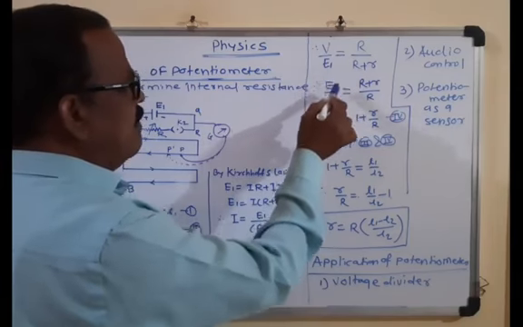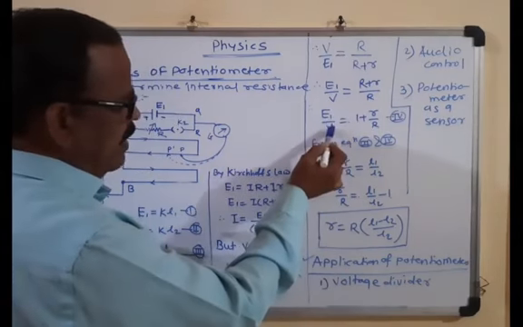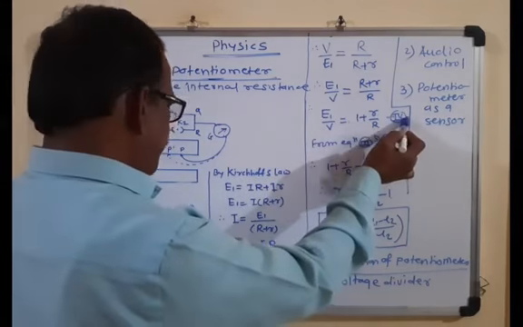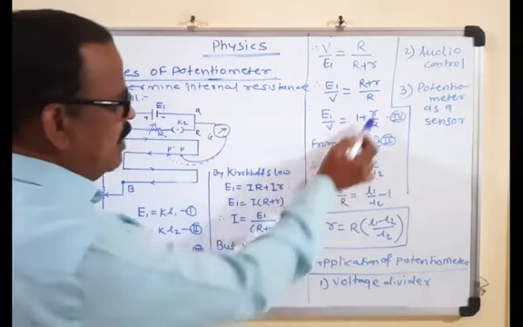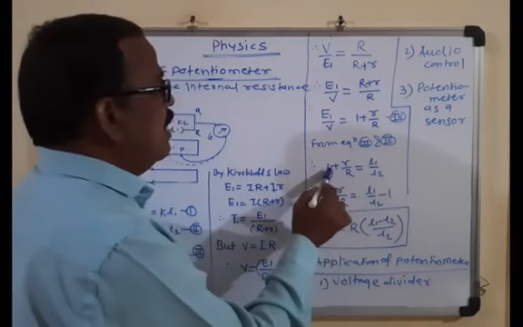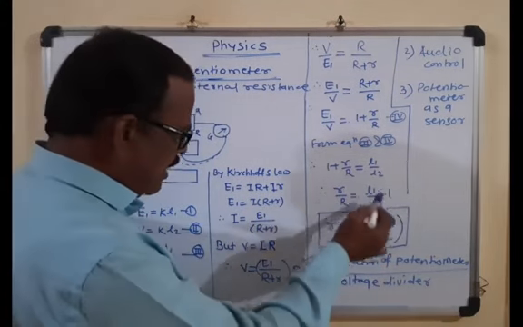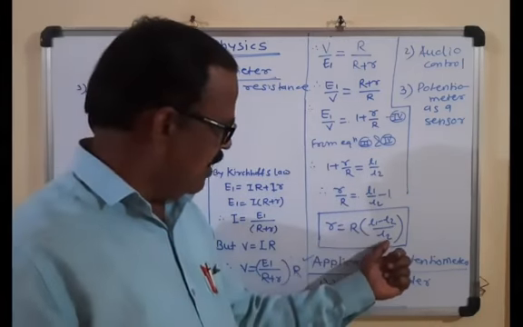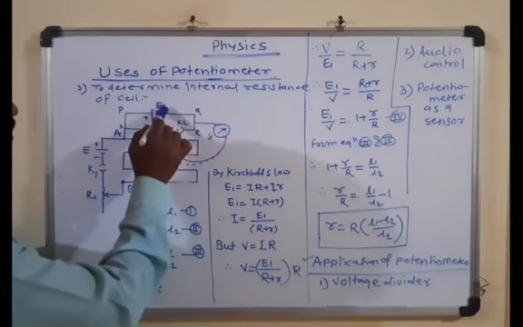Taking the reverse, E1 divided by V is equal to R plus r divided by R. E1 divided by V is equal to 1 plus r divided by R, equation number 4. From equation number 3 and 4, we write 1 plus r divided by R is equal to L1 divided by L2. Therefore, r divided by R is equal to L1 divided by L2 minus 1. Rearranging the terms, r is equal to R into L1 minus L2 divided by L2. With the help of this formula, we can determine the internal resistance of the cell.